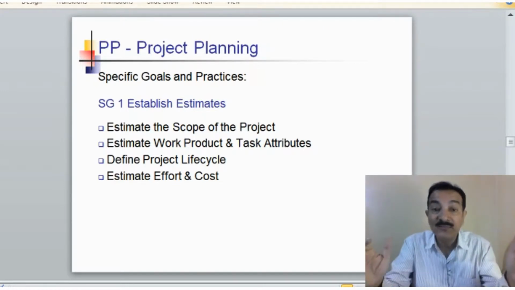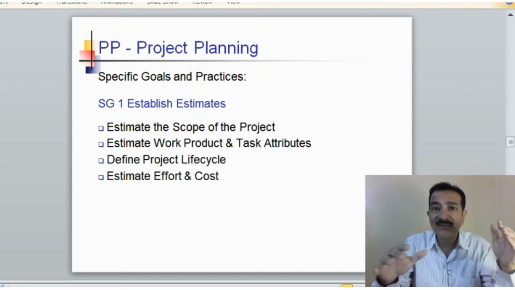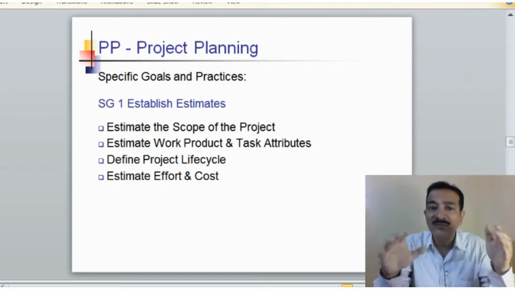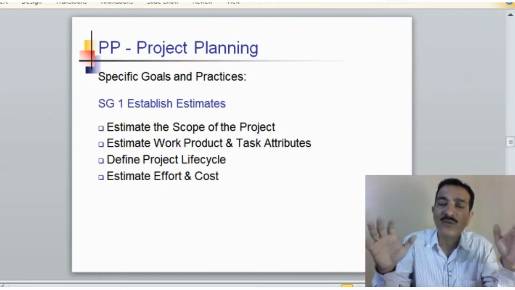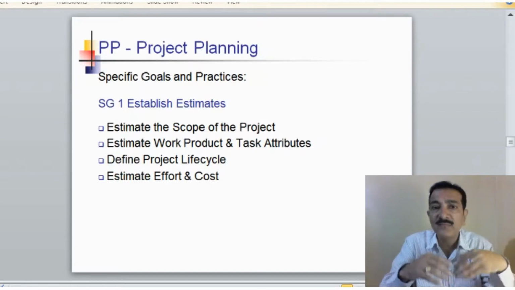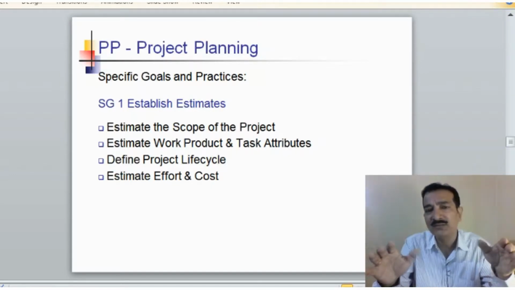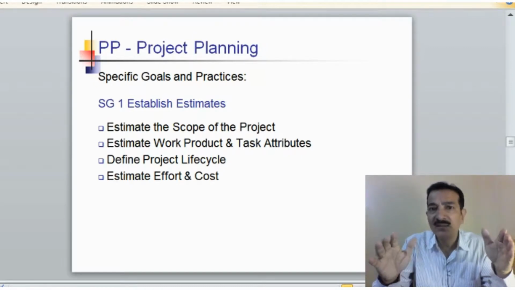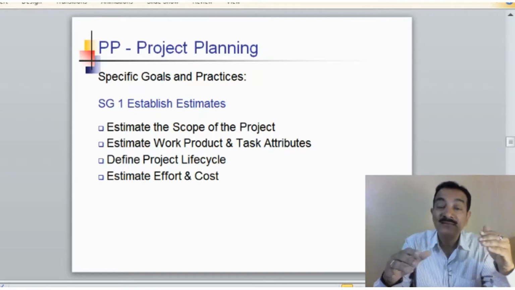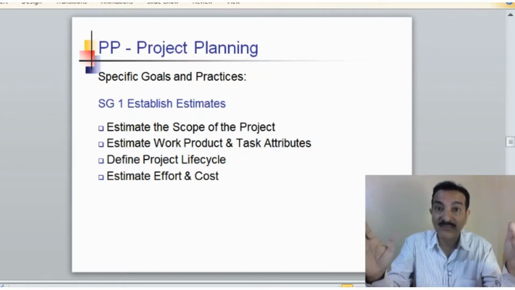Then you estimate the work product and task attributes. Once you've broken it down, you would estimate how long the particular work is going to take. And you would also use some other estimation tool like function point or use case point, and calculate the size of the project basically.